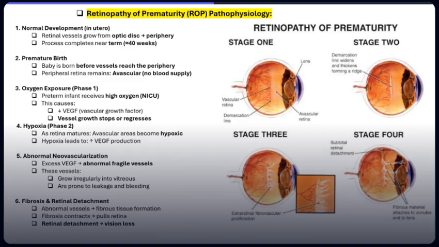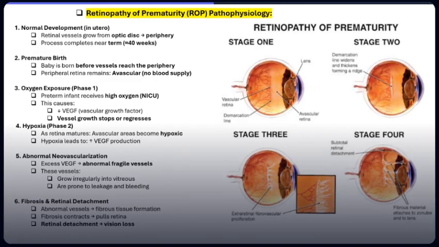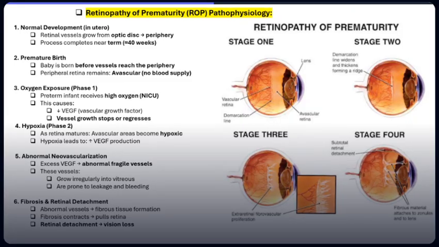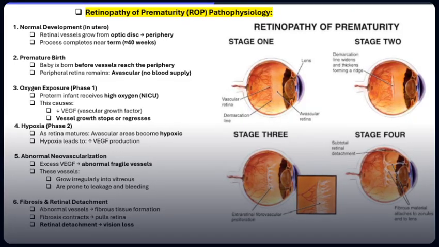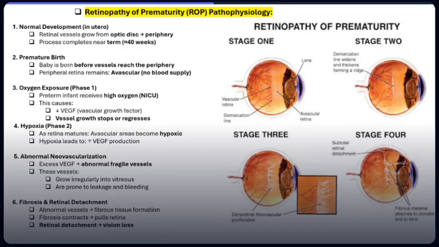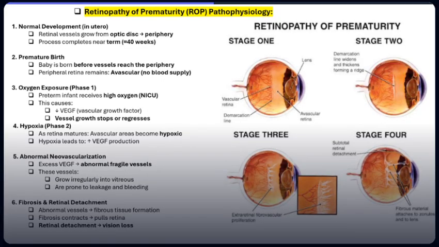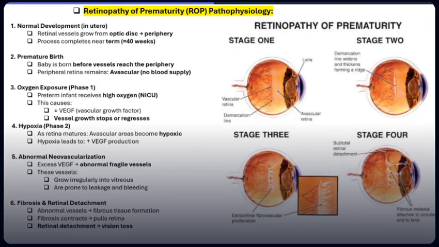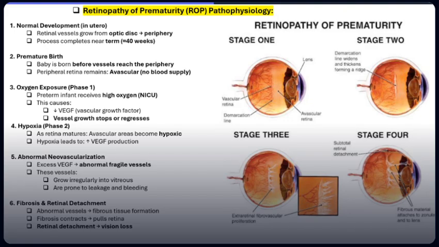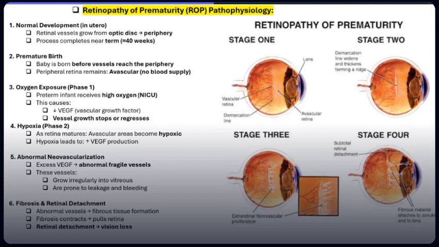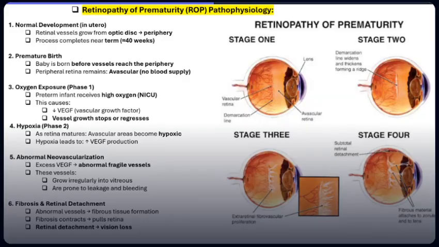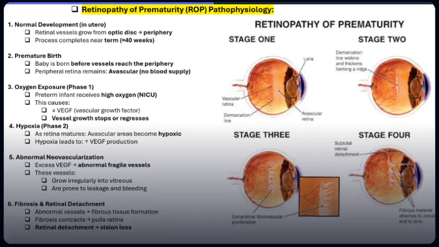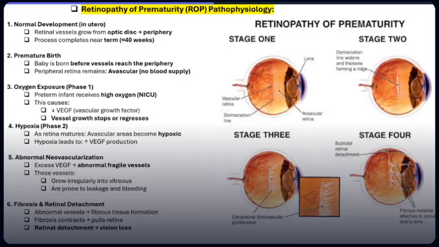Normal retinal vascularization is a timed migration from the optic disc to the periphery that completes at 40 weeks. But premature birth halts this process, leaving the distal retina in a dangerously avascular state. When high supplemental oxygen is introduced in the ICU, it triggers phase 1 by downregulating vascular endothelial growth factor, which causes the existing vessel front to stop or even regress.